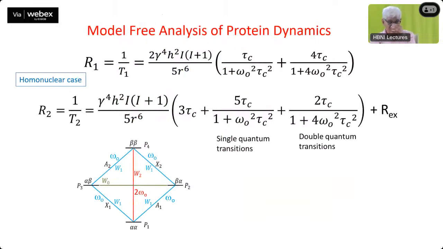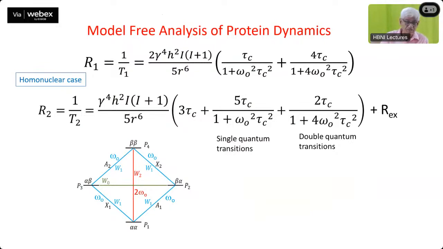Okay, so now how do we analyze this further? Quantitatively, how do we get more information about the various kinds of motions? We want to estimate the correlation times, we want to estimate the R exchange contributions, and we want to do this in a systematic manner. Mathematically, this can be done by what is known as model-free analysis of protein dynamics. I have written once more the equations for R1 and R2 which I had written earlier.